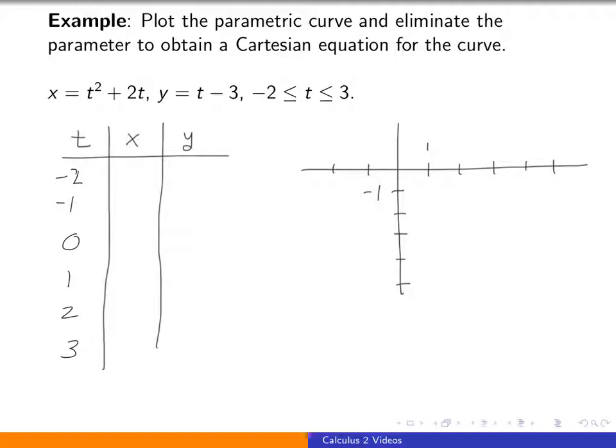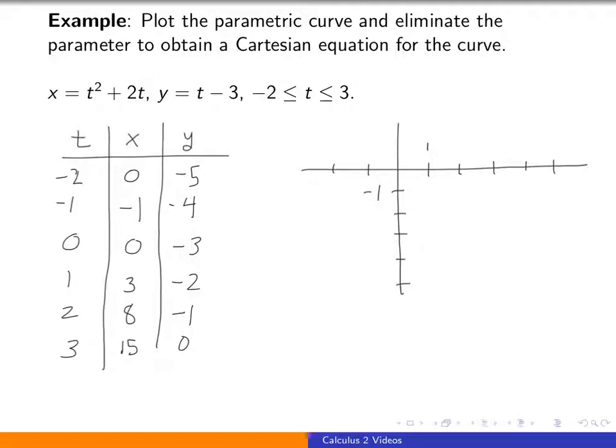going to look like. So if we look up at our parametric curves, x is t squared plus 2t, y is t minus 3. When we plug in t equals -2, the point that we get is 0 and -5. When t is -1, we get -1 and -4. When t is 0, we get x is 0 and y is -3. When t is 1, we get x is 3 and y is -2. When t is 2, it's 8 and -1. And when t is 3, we get 15 and 0.